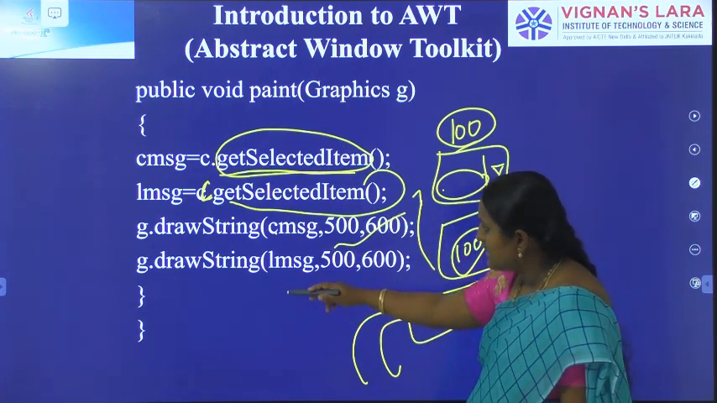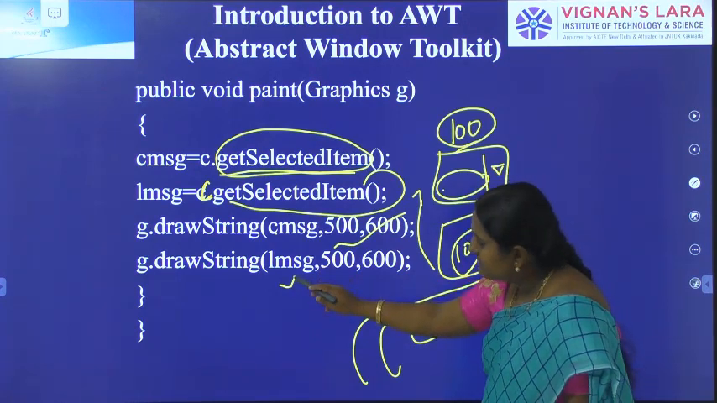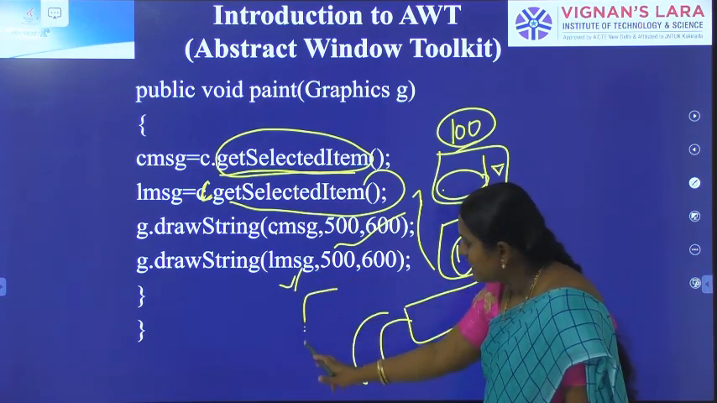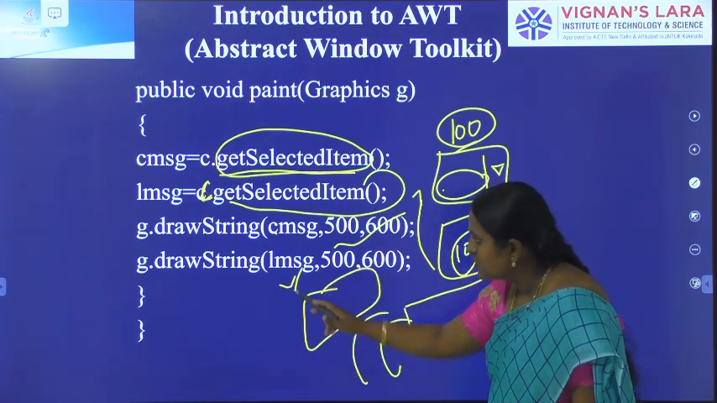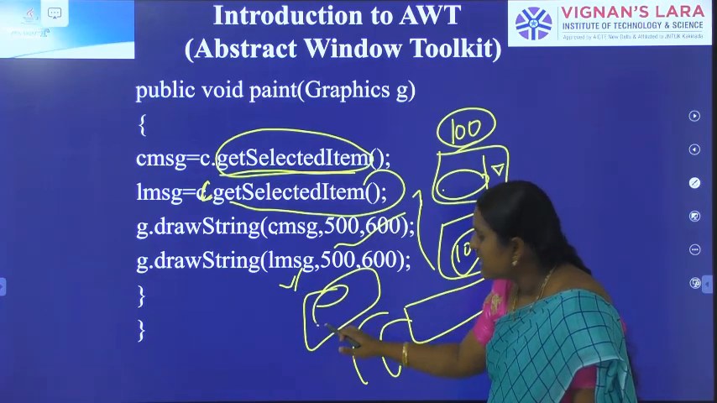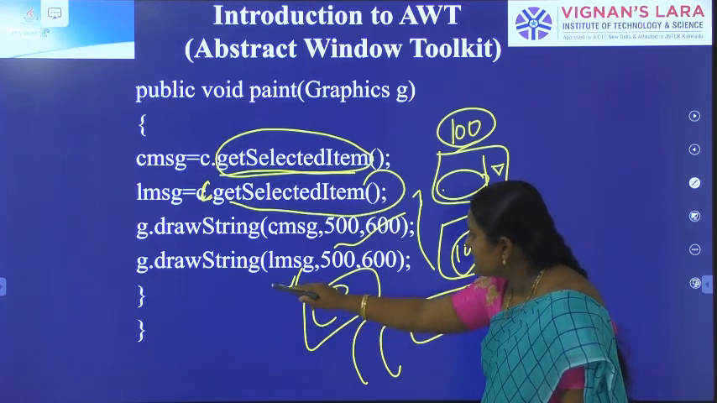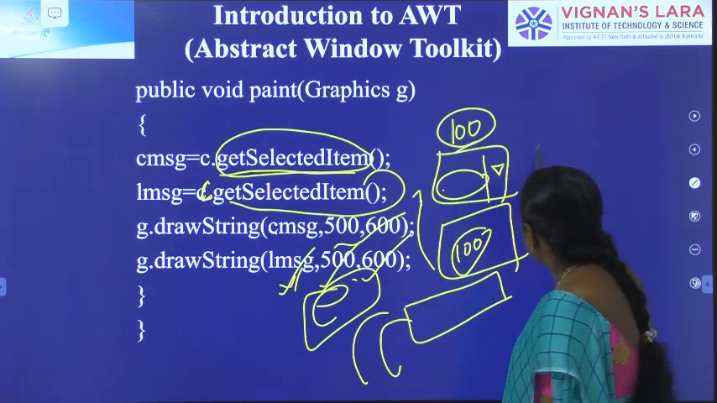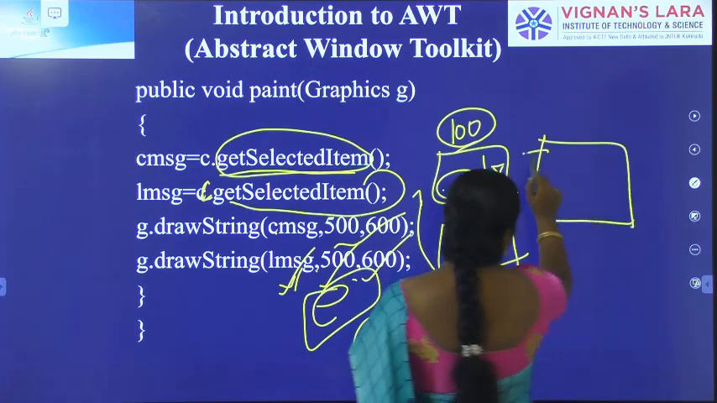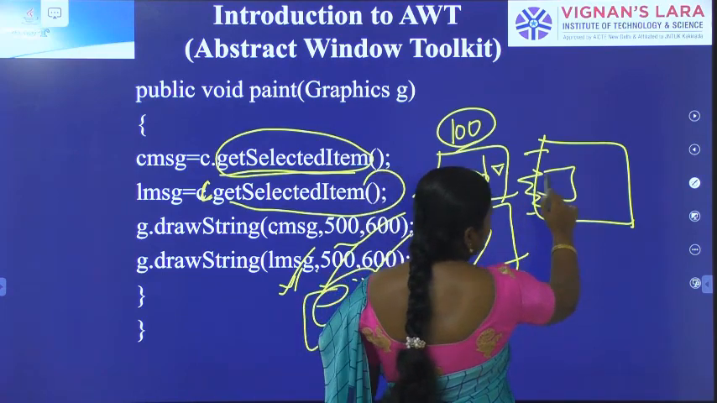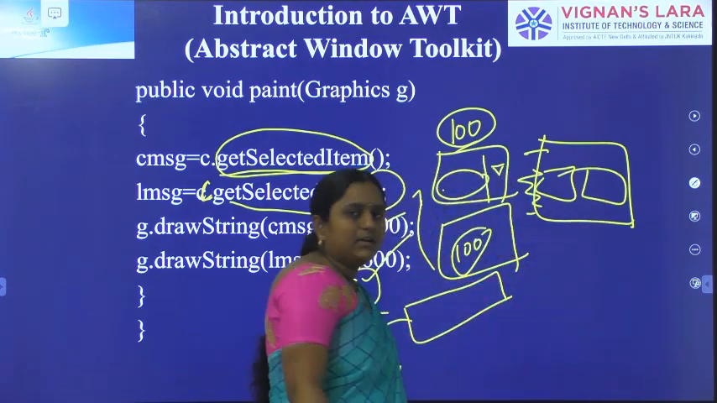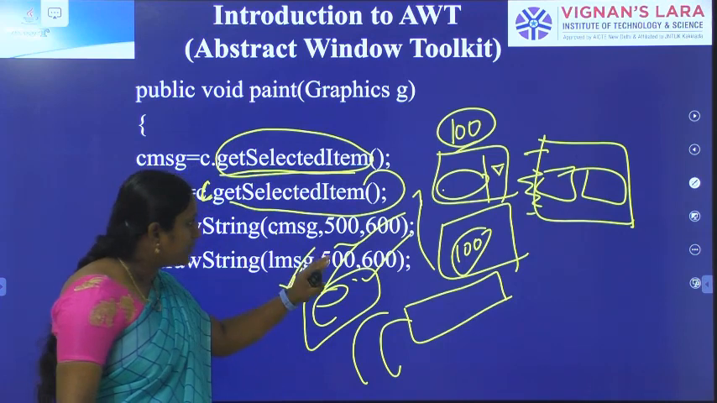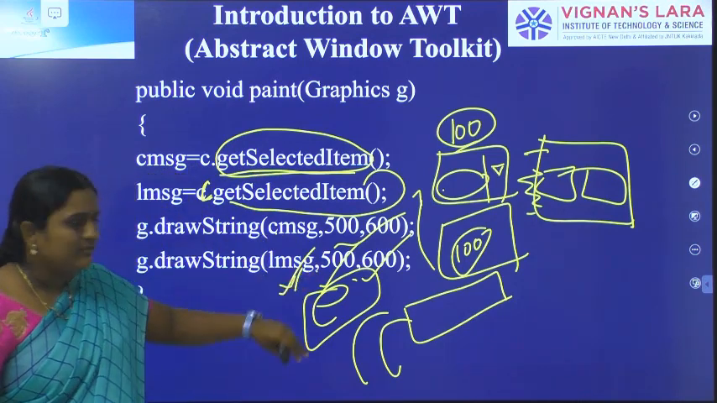Next, drawString. Sometimes you want to display graphics on the console. The drawString method will display a string on the console. It has three arguments. First one is the string, second one is the X coordinate, and third is the Y coordinate. In the applet, there are X and Y coordinates where you want to display it on the window. So the drawString method has three arguments: string, X coordinate, Y coordinate.